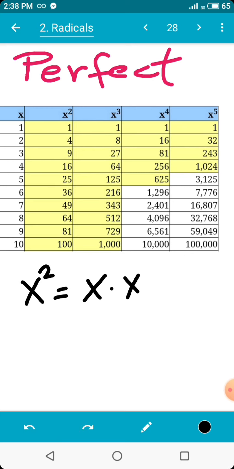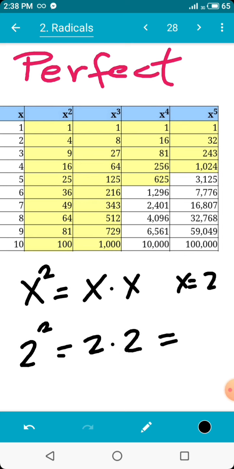So, ibig sabihin lang ng exponent, dinedetermine niya kung ilang beses natin imumultiply yung base natin sa sarili niya. Okay? So, let's say, ang value ng x natin ay 2. Okay? So, when we write it, it will become 2 squared. So, pwede siyang 2 times 2, and that is 4. Tama? So, ibig sabihin, yung 4, tinatawag natin siyang perfect square. Okay? So, kaya nandito rin siya sa example natin.